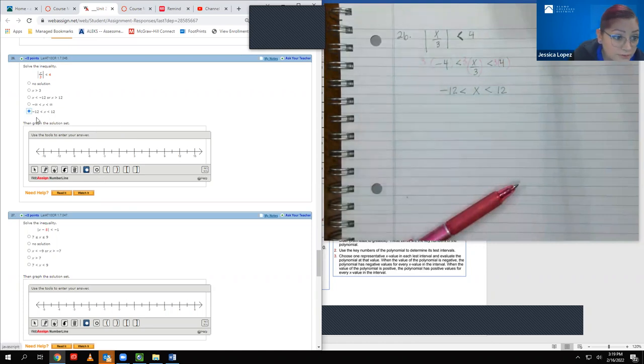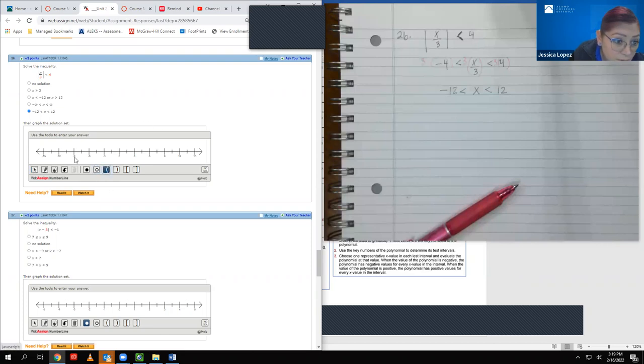And so how do I graph it? Notice that there's no equal bars in my inequalities. So I'm going to use parentheses. So parentheses on the negative 12 here. It won't let me put, no, stop that, undo. I think I have to put the open circles. Open circles apply.